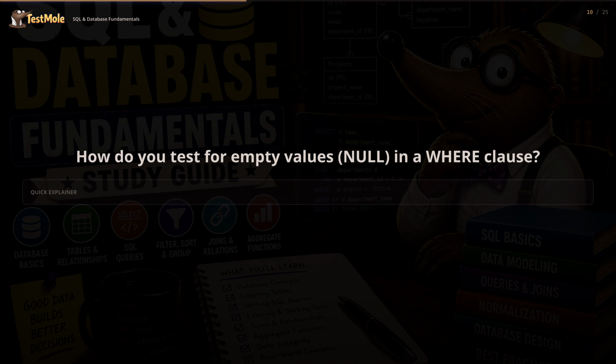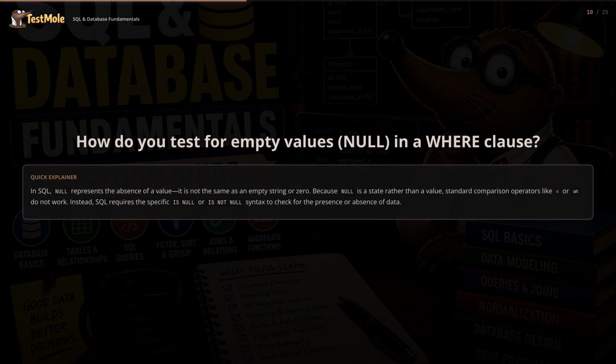How do you test for empty values, null, in a where clause? In SQL, null represents the absence of a value. It is not the same as an empty string or zero. Because null is a state rather than a value, standard comparison operators like equals or not equals do not work. Instead, SQL requires the specific is null or is not null syntax to check for the presence or absence of data.